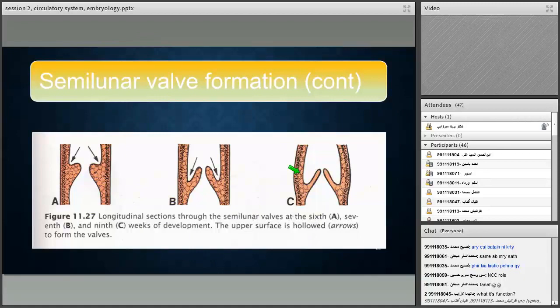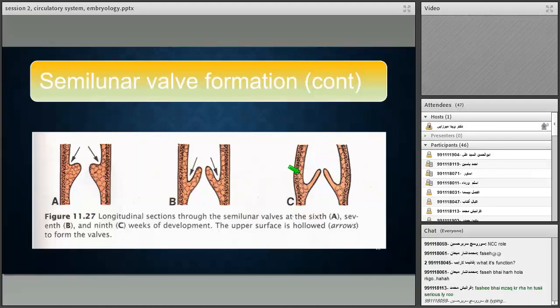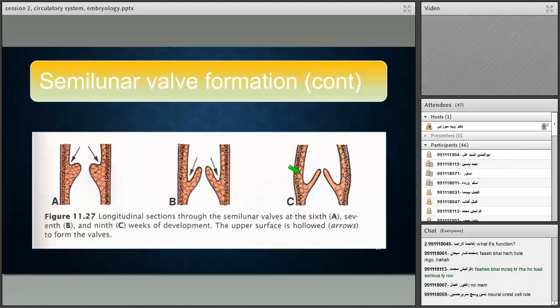The function of the semilunar valves, we have talked about them. They prevent the blood from flowing back into the right ventricle and left ventricle from the pulmonary artery and aorta. The neural crest cells also have a role in the formation of the semilunar valves. They help the endocardial tubercles to form these valves.